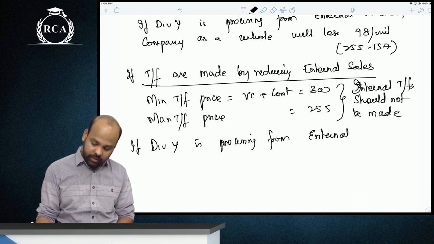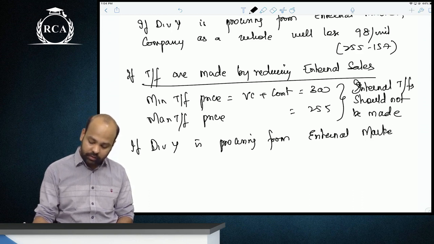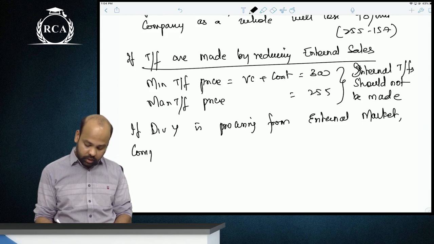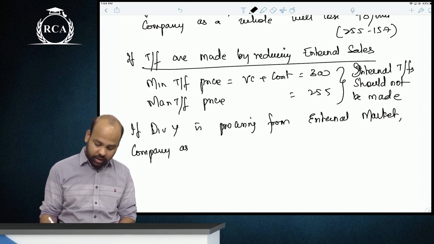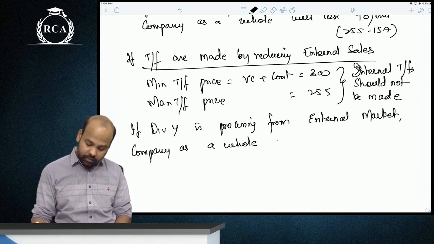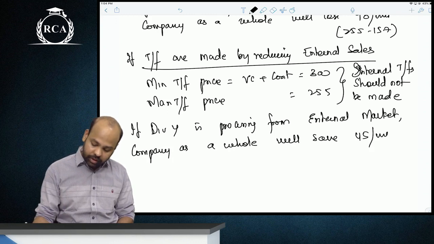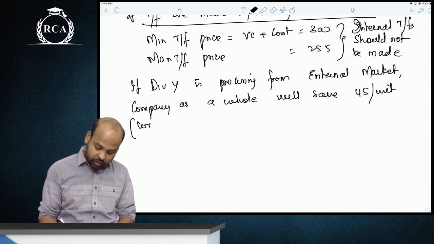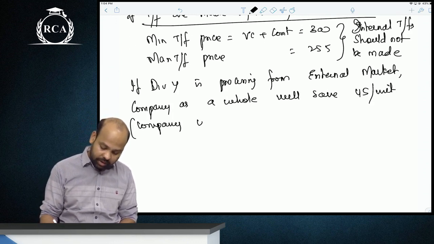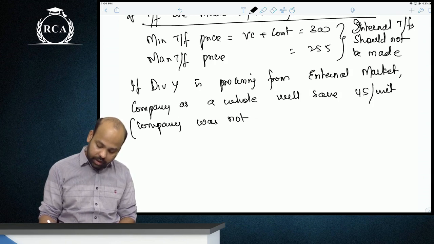If it is procuring from the external market, the company as a whole will save 45 rupees. जो लोग अभी नहीं कर रहे थे बेटा, the company as a whole will save 45 rupees. This was not happening at present. It will save 45 rupees per unit. The company was not saving such an amount at present.